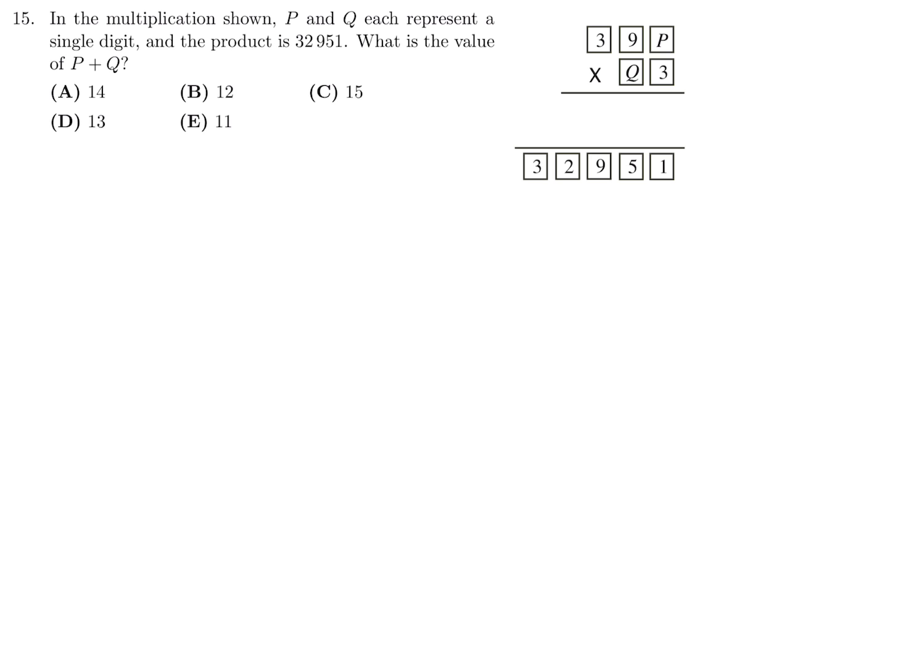In the multiplication shown, P and Q each represent a single digit, and the product is 32951. What is the value of P plus Q? 3, 9, and P multiplied by Q3, and that all equals 32951. All right, let's talk about this.